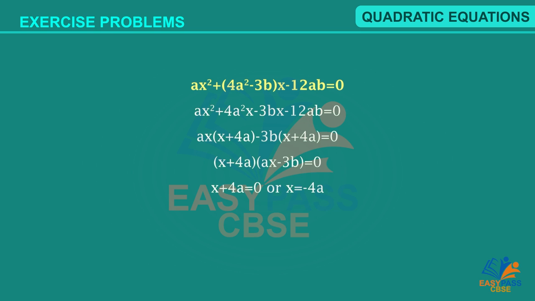Therefore, x plus 4a is equal to 0 or x is equal to minus 4a. ax minus 3b equal to 0 or x is equal to 3b by a. Therefore, the roots are minus 4a comma 3b by a.